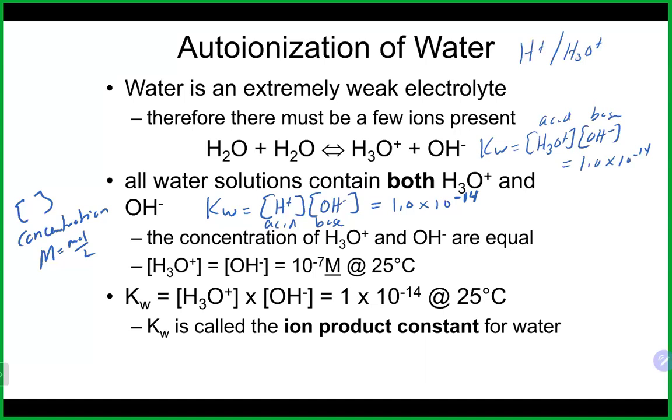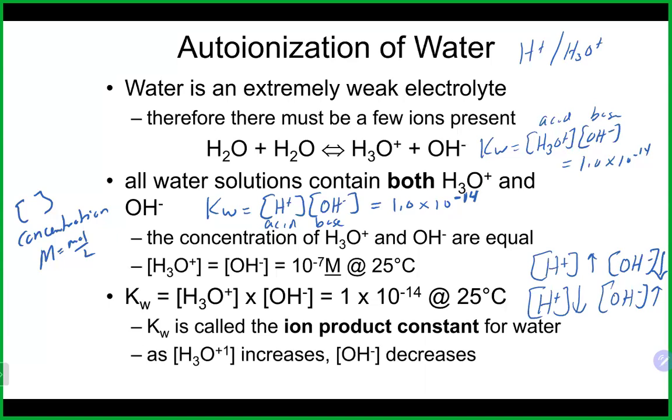Now, we can use this to help us determine whether a solution is acidic, basic, or neutral, based on how much H plus is in that solution versus OH minus. The relationship between H plus or H3O plus and OH minus is an opposite relationship. As one goes up, the other goes down. As the H plus goes up, the OH minus goes down. As the H plus goes down, the concentration of OH minus goes up. If you have more H plus in the solution, it's going to be an acidic solution. If you have more OH minus in the solution, it is going to be a basic solution.